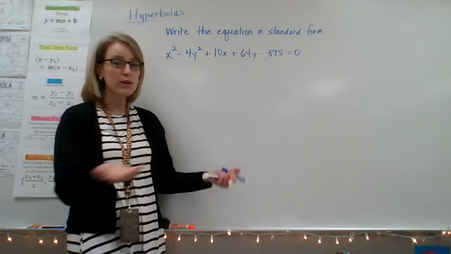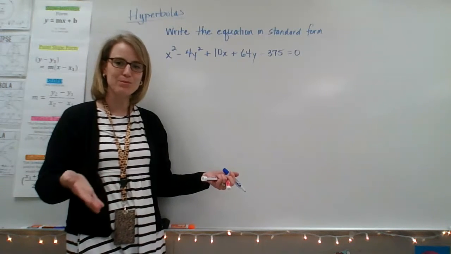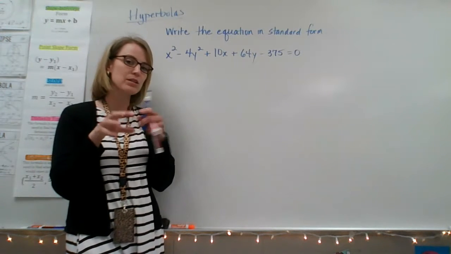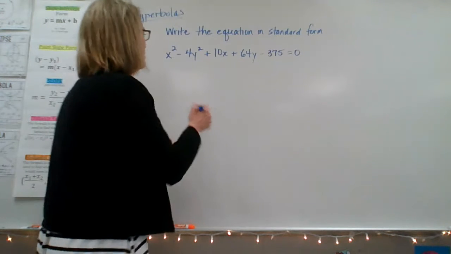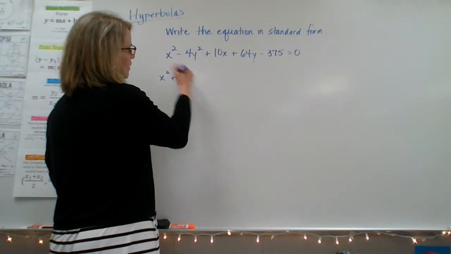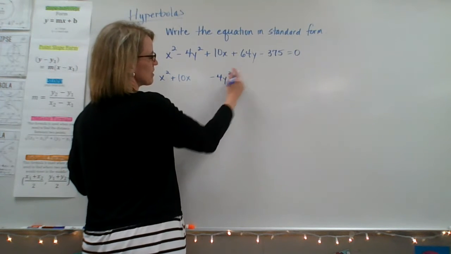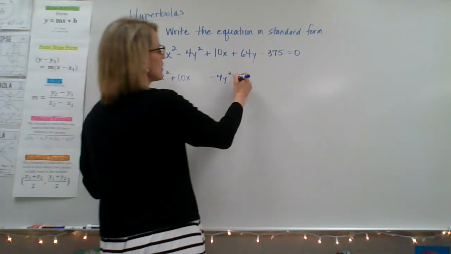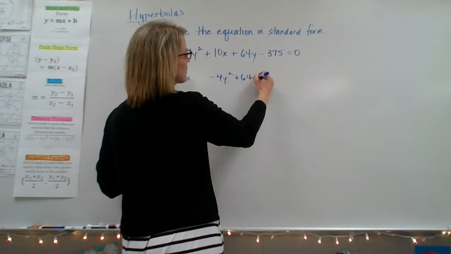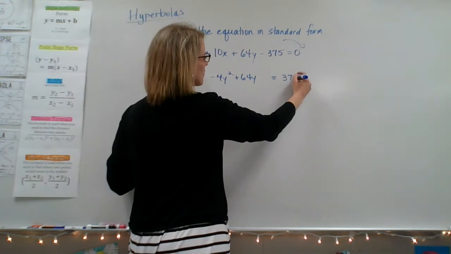The way you start is the same as you would for a circle or an ellipse. So we want to gather our like terms together and move the constant to the other side. So this would be x squared plus 10x, and then minus 4y squared. There's the difference. There's a negative on one of these squared terms, plus 64y. And then let's move 375 over to the right, making that a positive 375.